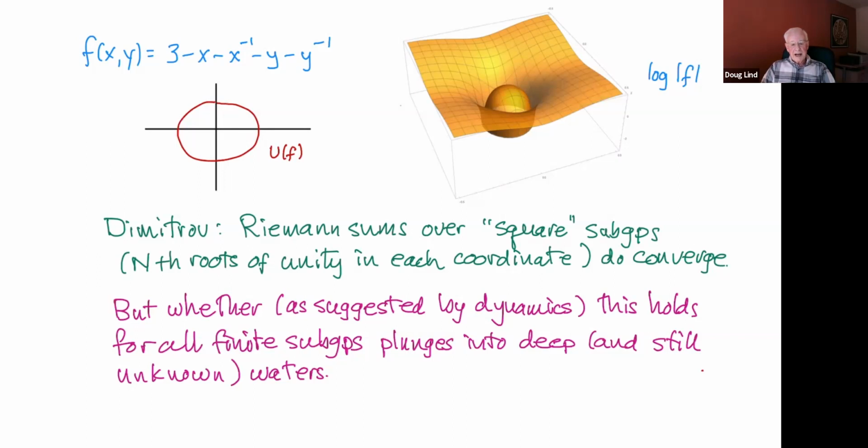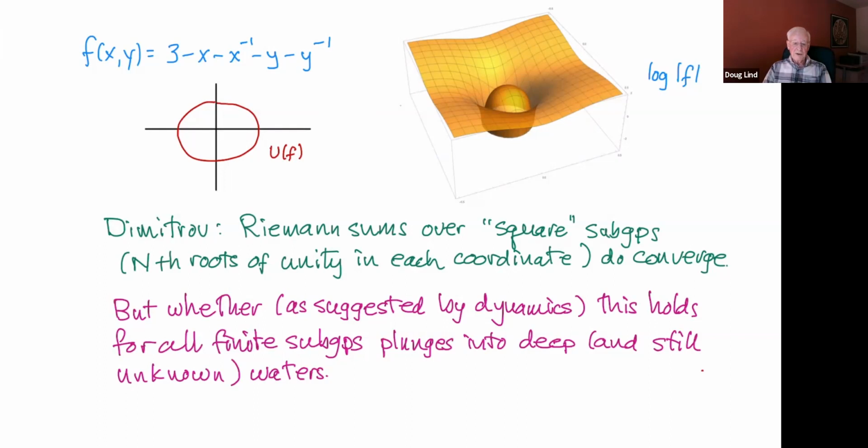But when that happens, you just throw those away. Dynamically, there's good reason for doing that, and you just ignore the places where it's minus infinity. Here's just a finite number of points. So wide open is whether the general convergence results suggested by dynamics are true.